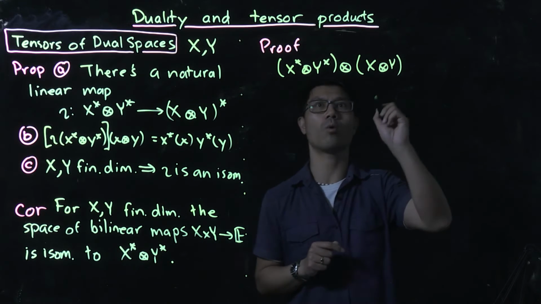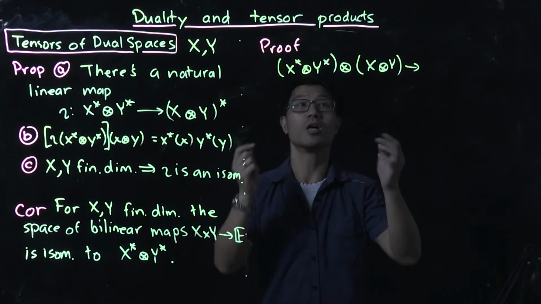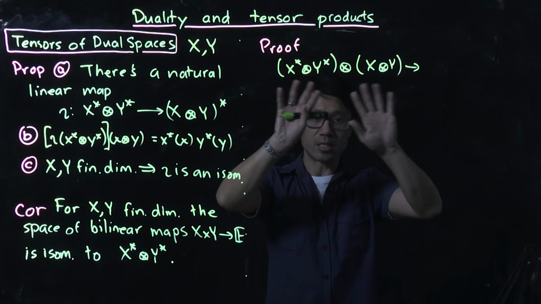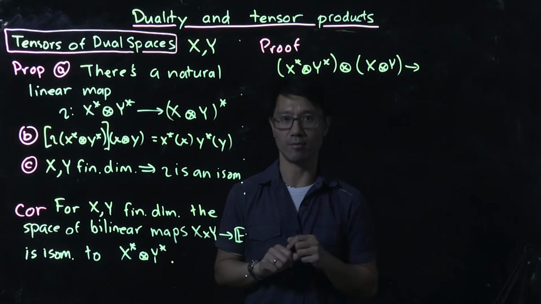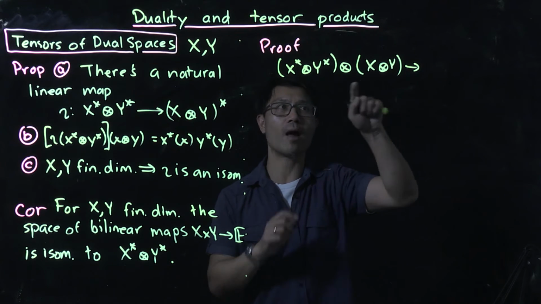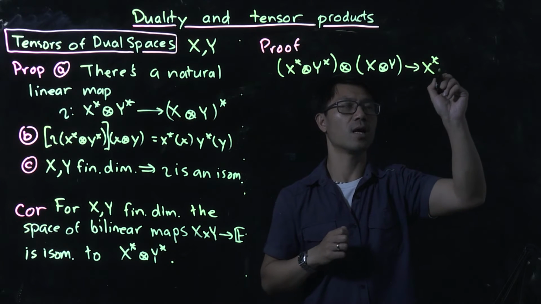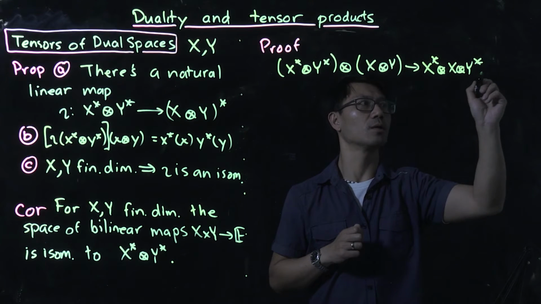So let's see how that works. Well, remember what happens here. The tensor product is associative, so you can remove the bracket, and it doesn't matter how you bracket it, you'll get the same result. The next thing is it's also commutative, so it's symmetric. So you can drop all the brackets and swap these two around. So there's a natural map to X dual tensor X tensor Y dual tensor Y.